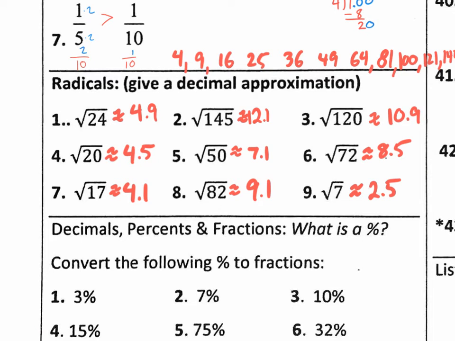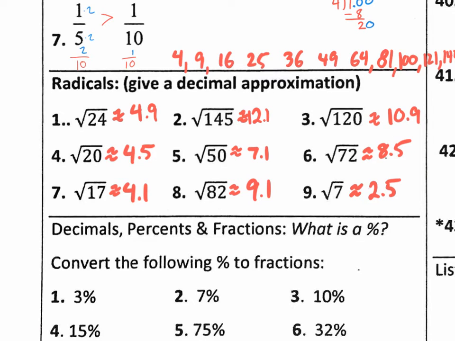Now I saw some of you put, like on this one, 72. 72, where's that at? It's pretty much in between 64 and 81. The square root of 64 is 8. The square root of 81 is 9. So the answer is in between 8 and 9. So I put 8.5. I saw some of you put like 8.4 or 8.6. It's okay. I'm just looking for an approximation. If it's pretty much in between, an 8.5 or a 0.5 is good enough.